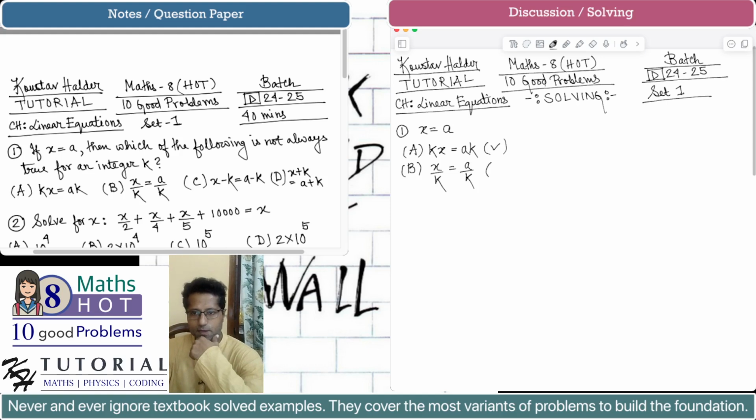So definitely we cannot say that x by k will be equal to a by k for an integer k, because if we consider k equals 0, we cannot even divide any x by k or a by k. So this is a false statement. It is not that it will never be true, but it will not be true for k equals 0.